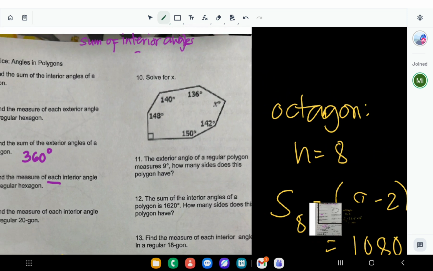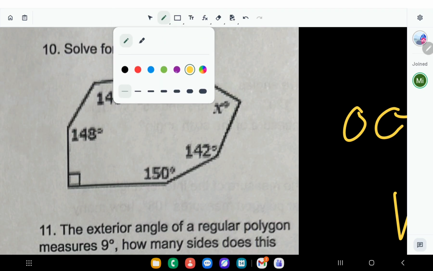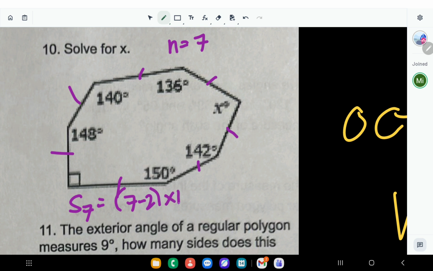Then number 10. We're on number 10 now. Solve for x. All right, how many sides do we have here? Okay, so n is equal to 7. So what's the sum of the interior angles? That is n minus 2, so 7 minus 2 times 180. So, okay, it's 900.